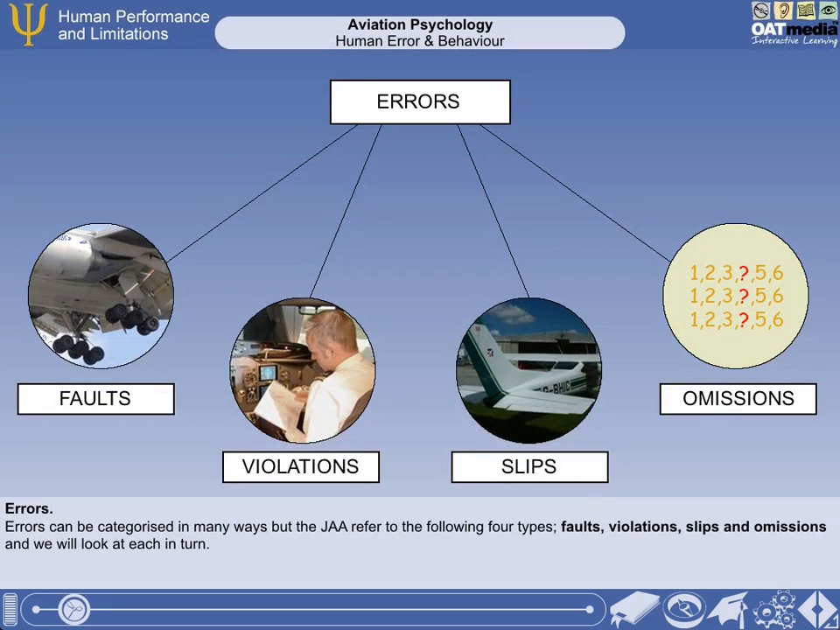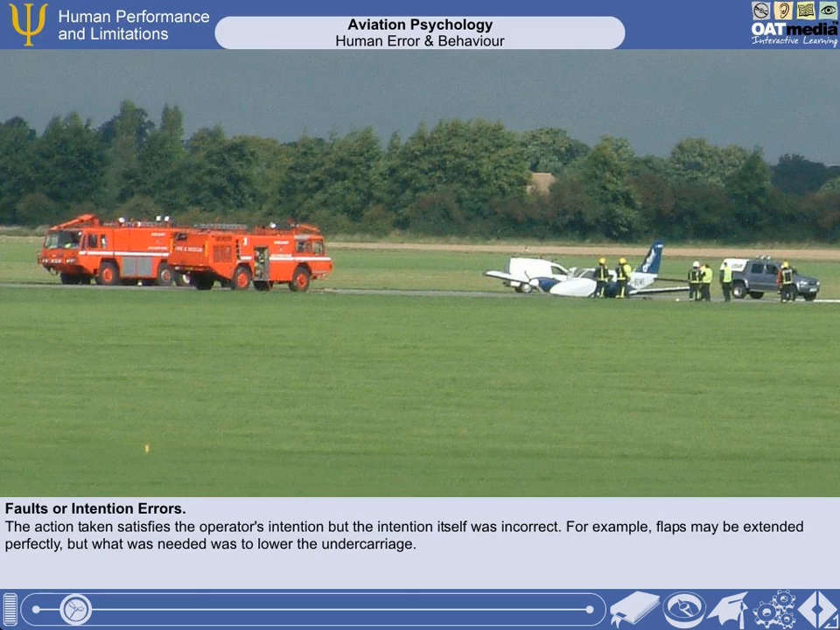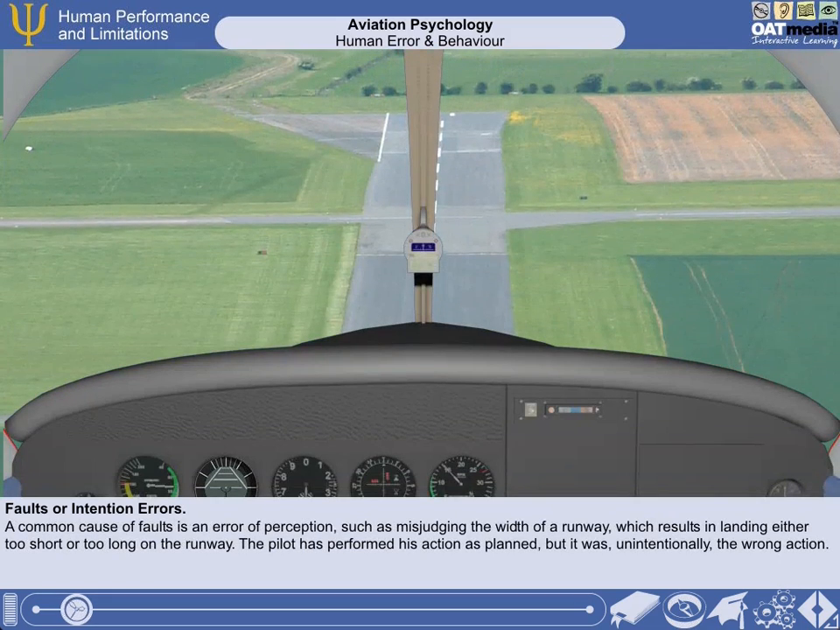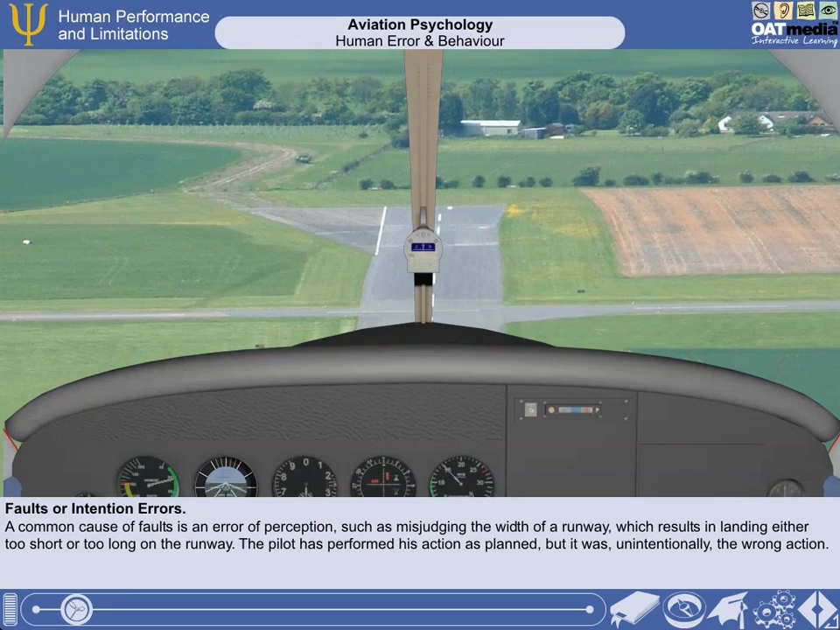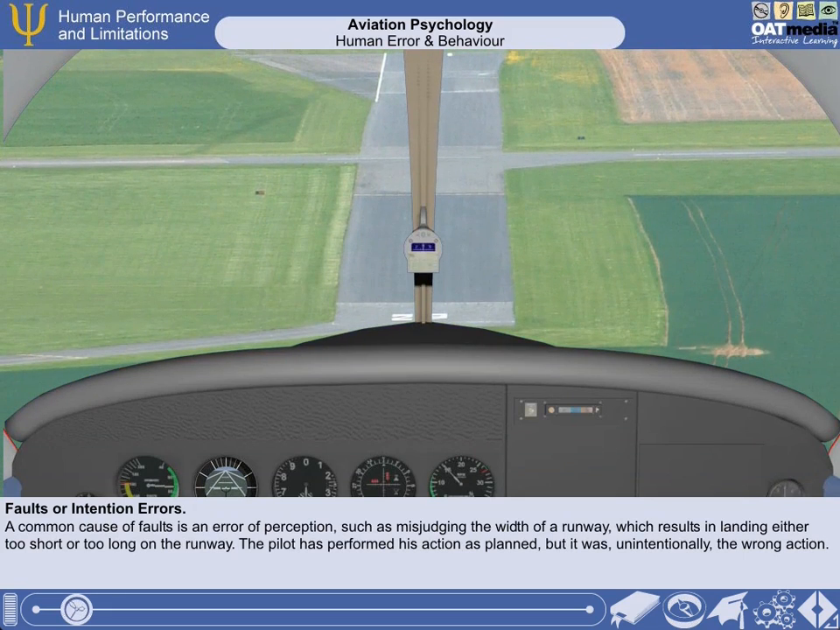Errors can be categorized in many ways, but the JAA refer to the following 4 types: faults, violations, slips, and omissions, and we will look at each in turn. With a fault, the action taken satisfies the operator's intention, but the intention itself was incorrect. For example, flaps may be extended perfectly, but what was needed was to lower the undercarriage. A common cause of faults is an error of perception, such as misjudging the width of a runway, which results in landing either too short or too long on the runway.